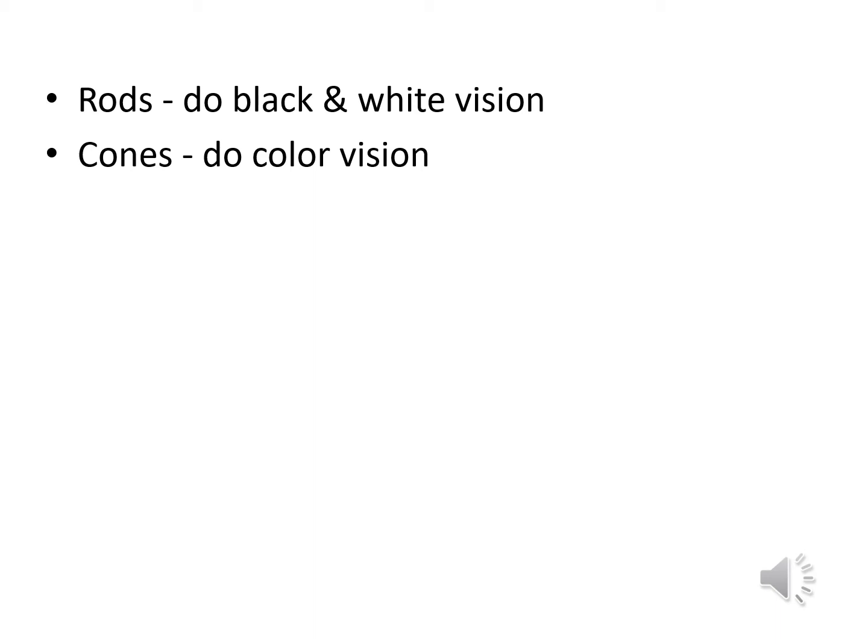C is for cookie. Oh, well, on Sesame Street, C may be for cookie, but in biology for non-science majors, C is for cone and C is for color vision.